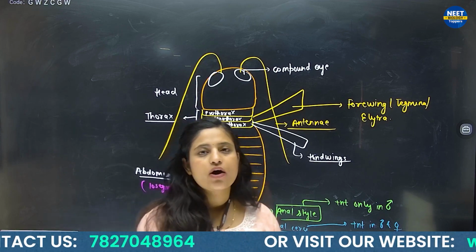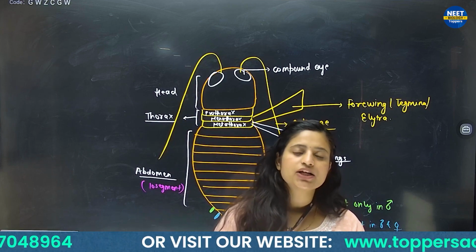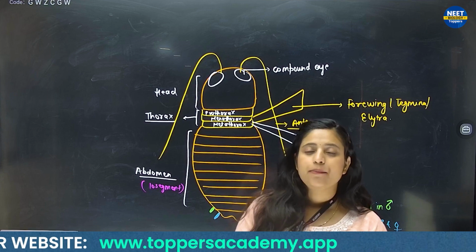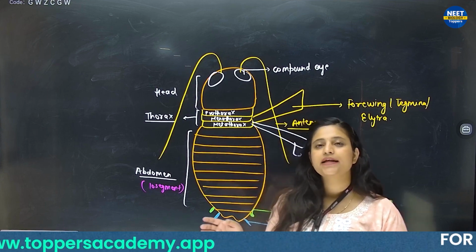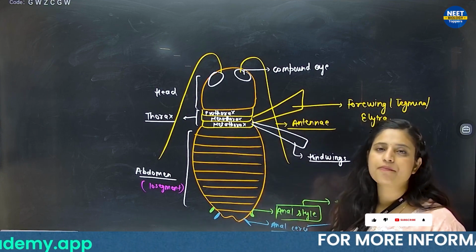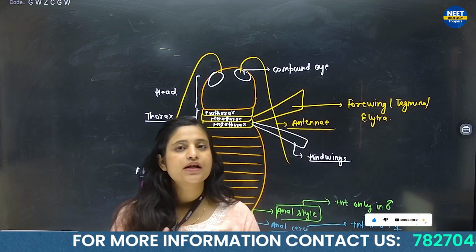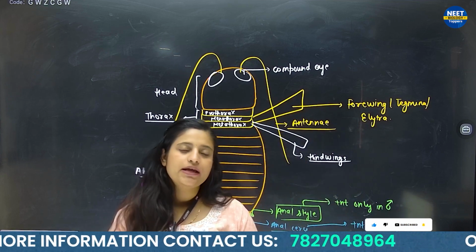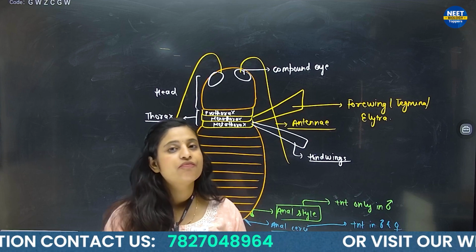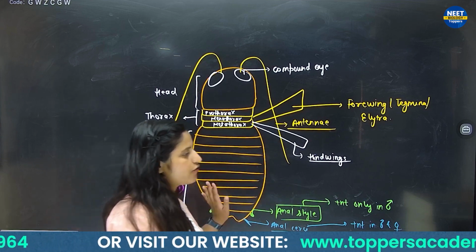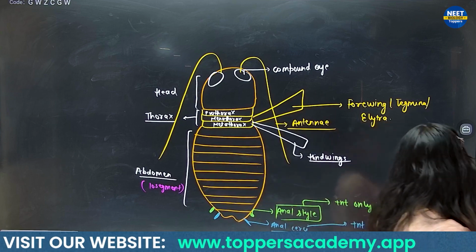From the mesothorax, one pair of forewings is attached, and from the metathorax, one pair of hind wings is attached. The abdomen has 10 segments, and at the end of the abdomen two things are present: the anal style and the anal cerci. Both the anal style and anal cerci are present in the male, but the female has only anal cerci. Okay, so this is the structure of your cockroach body.